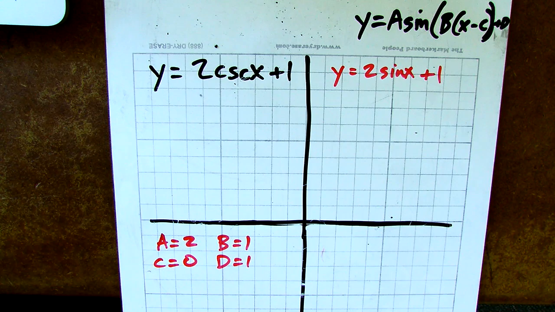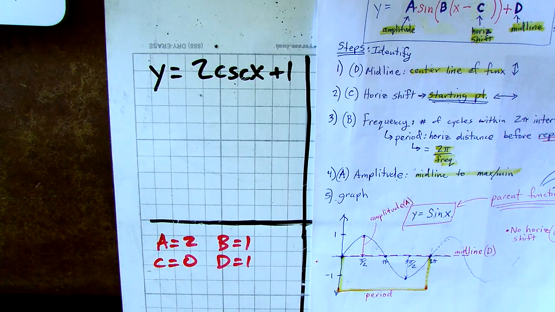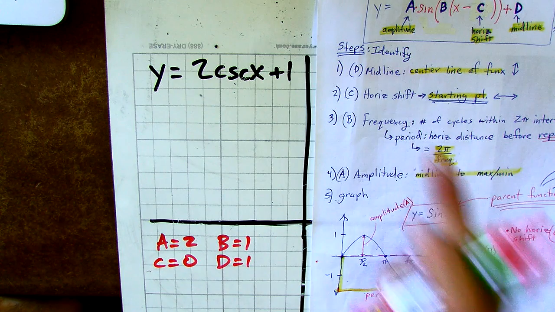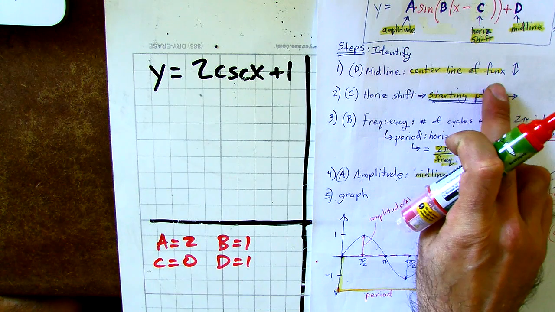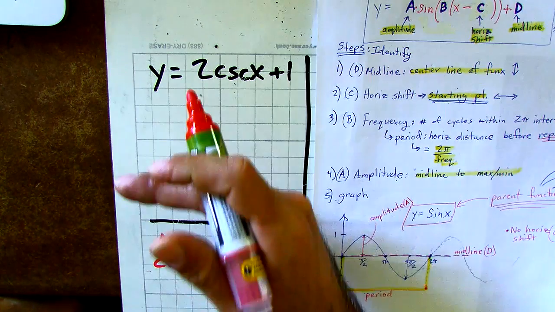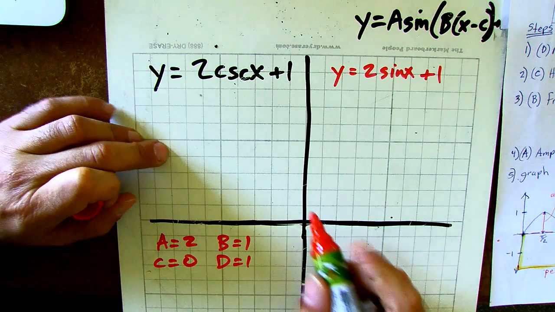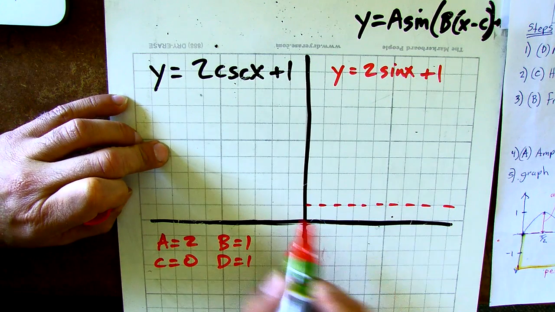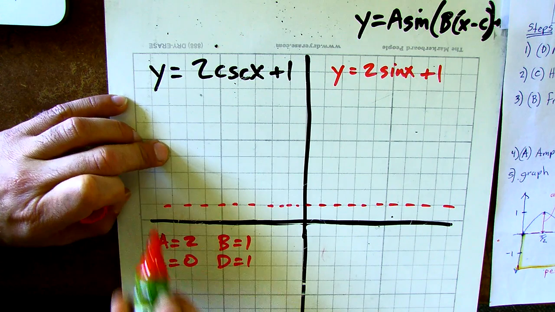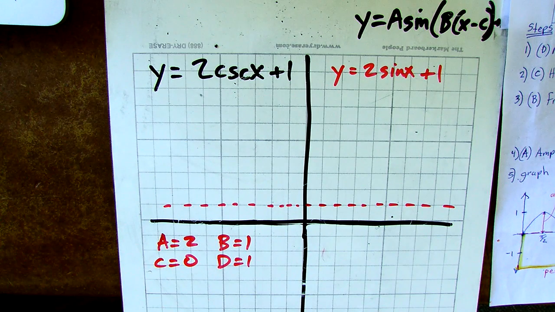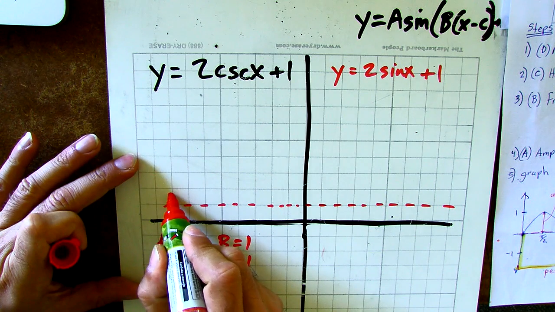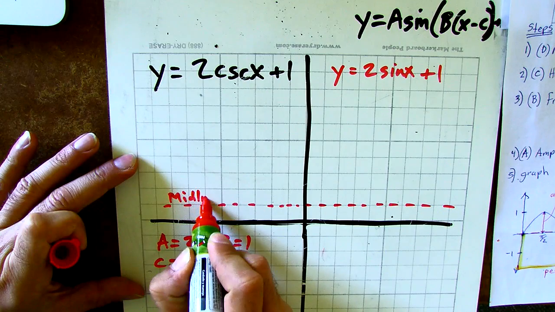If I go back to how we graph sine, remember that our d value is our midline. So we go ahead and graph that first, the center line of the function. The midline is how it vertically transforms. And what we have is d is equal to 1. So I'm going to go here at 1 and put a dash line, because the d value is the midline. Okay, so this is our midline.